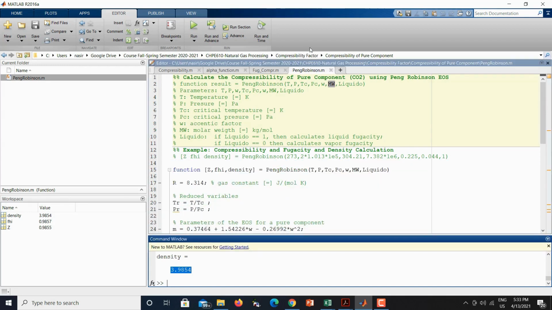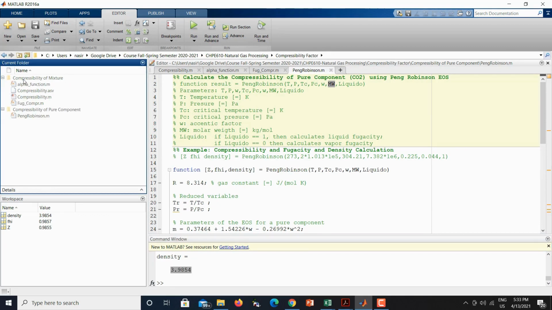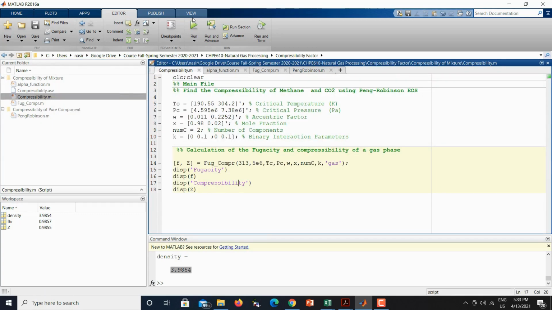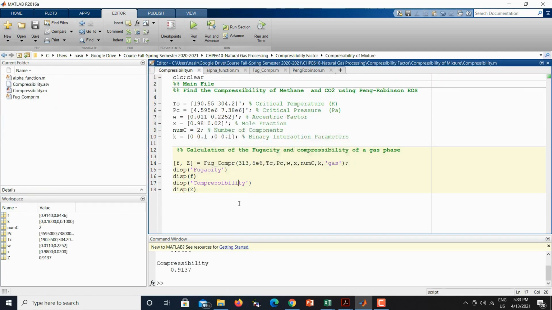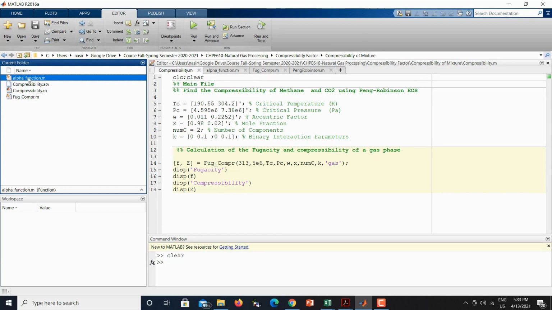So let's jump on to another part, which is how you can find the compressibility of a mixture. So let me clear the screen. In this particular folder we have files 1, 2, and 3. This is the file which is used for saving. The file that you need to open is the compressibility file.